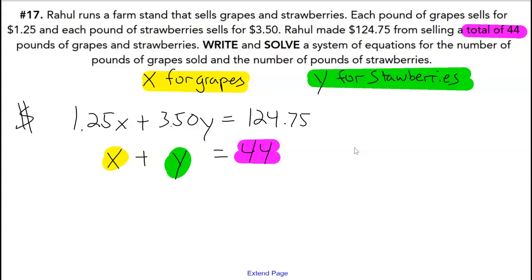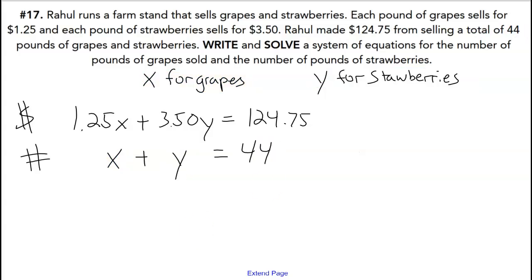All right, now all we got to do is just solve it, okay? So again, this is the money one, and this is the number of items one. It's hard to see that number of items because you just see that number 44, but it's just x plus y equals 44. So I want to use elimination, so I'm going to multiply this bottom equation by negative 1.25 so I get the same number with opposite signs, and I do it all the way across.